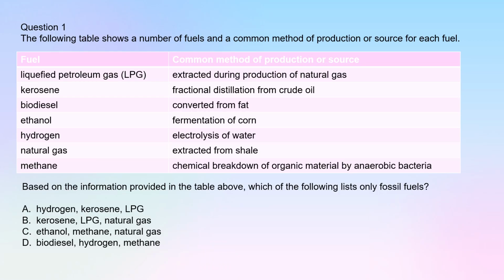Fossil fuels are formed from ancient plants, animals, and microorganisms such as coal, crude oil, and natural gas. In this table, LPG, kerosene, and natural gas are fossil fuels. So, B is correct. Other fuels except hydrogen are biofuel because they are sourced from biological materials. If the electricity is sourced from renewable energy, the hydrogen from the electrolysis of water is a renewable fuel.